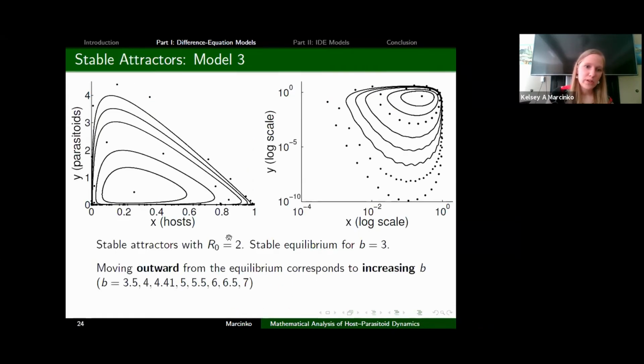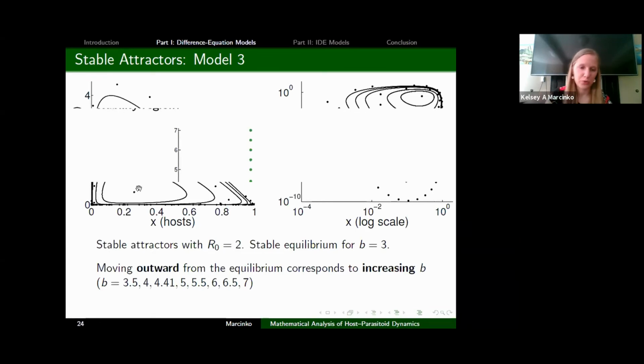So here we have hosts on this axis and parasitoids on this axis again. This dot right here corresponds to that first green dot I showed you on the previous slide. This is the coexistence equilibrium that's stable for the original set of biological parameters. As we cross the stability boundary for this scenario, we see the development of tiny circles. They're called invariant circles, though their shape is not truly circular. And those invariant circles continue to grow as we increase the value of B.